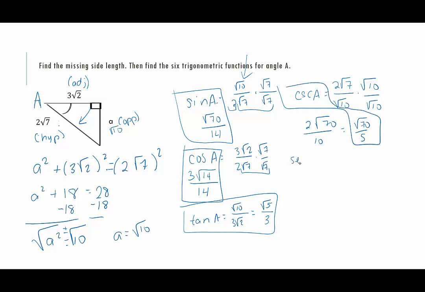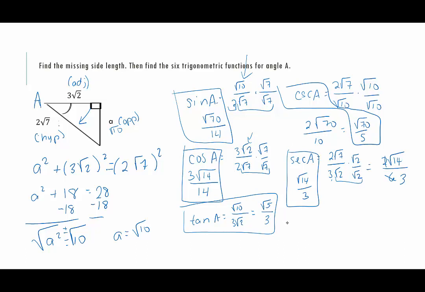Next we have secant of A. So secant of A, that's going to be the reciprocal of cosine. I'm going to go back to right here. That's going to be 2 radical 7 over 3 radical 2. The irrational part of the denominator is that root 2, so I'm going to multiply by root 2 over root 2. This will give me 2 radical 14 over 3 times root 2 times root 2. That's 2. 3 times 2 is 6. And look, we can simplify again. 2 and 6 have a common factor of 2, so this will become the square root of 14 over 3.